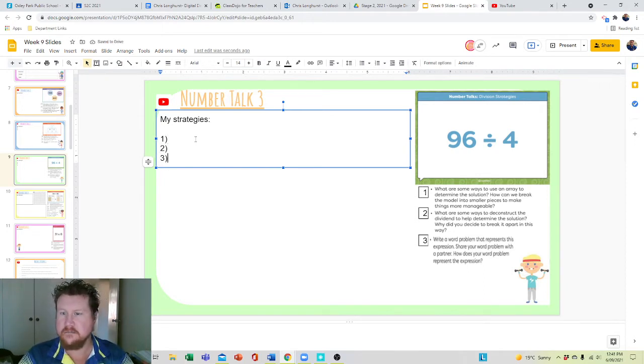First question. What are some ways you can use an array to determine the solution? How can we break the model into smaller pieces to make things more manageable? So how would you use an array?